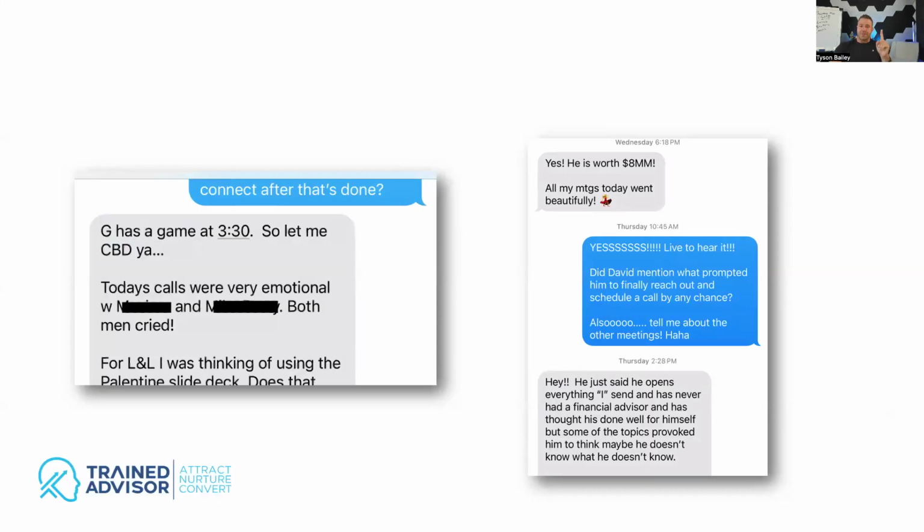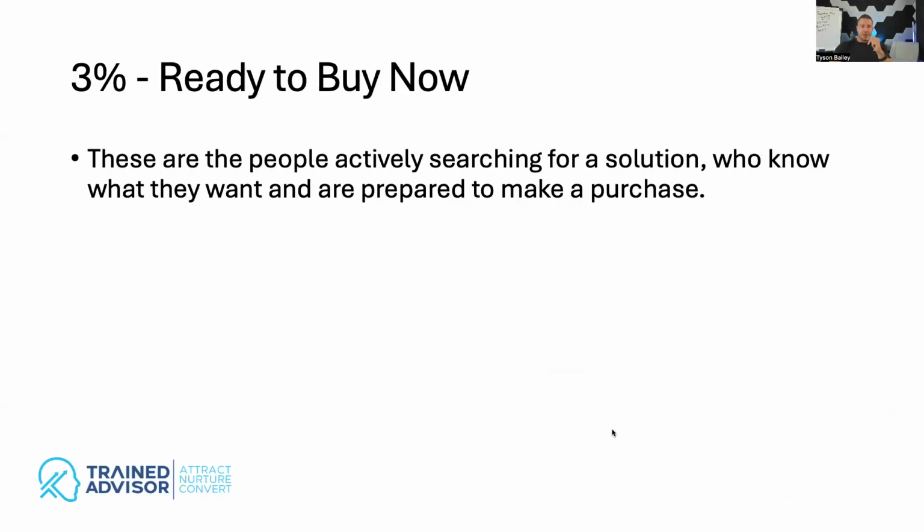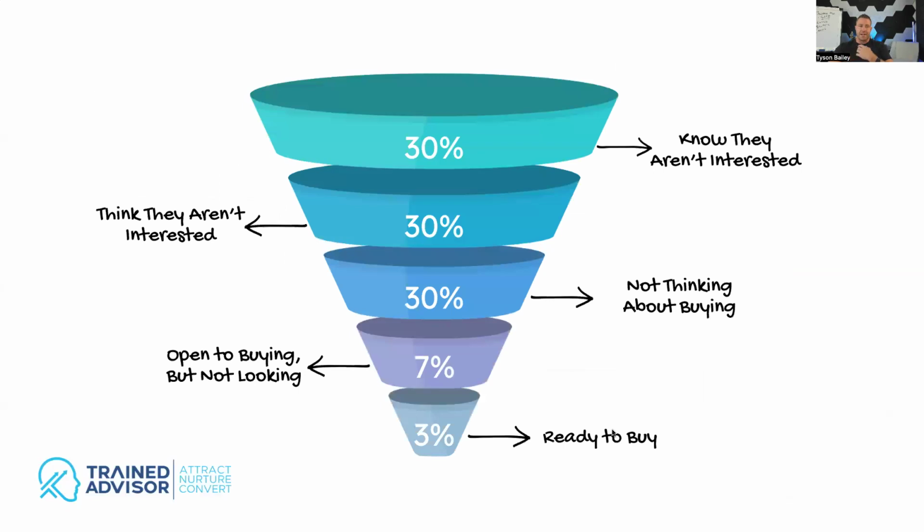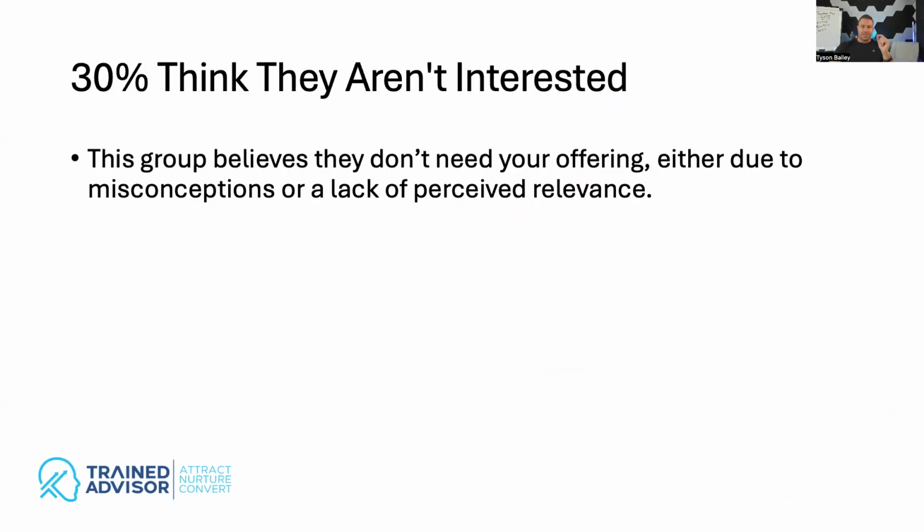So going back to the 3% rule, don't forget this. Never had a financial advisor. He's done well for himself, but some of the topics that he was sent provoked him to think he maybe doesn't know everything. So going back to the 3%, right here, we have somebody who obviously is in this second 30% category. Think they aren't interested. So let's go to that. This group believes they don't need your offering, either due to misconceptions or a lack of perceived relevance.